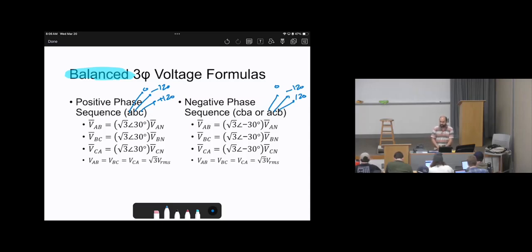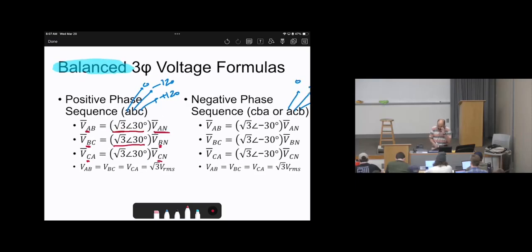Then, if the system is balanced and positive sequence, we can calculate VAB as square root of 3, angle 30 degrees, times VAN, the first letter A. The second one, VBC, will be square root of 3, angle 30, times VBN, because the first letter is B. Then VCA, the first letter is C, so it is root 3, angle 30 degrees, times VCN. Okay?